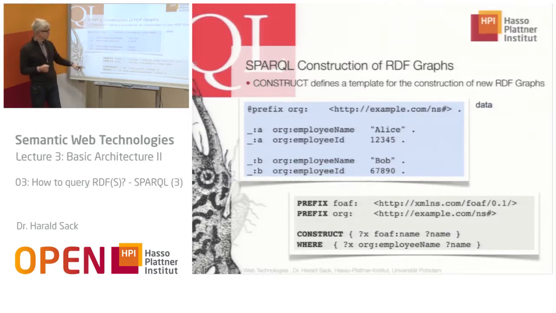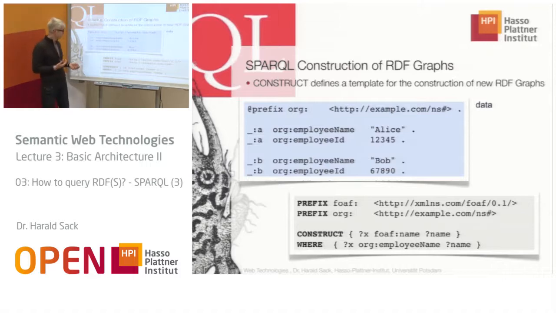And what we are asking here is, okay, this is quite nice, but we want to translate this data to the FOF namespace. And in the FOF namespace, of course, we also have something like names. But what we have to do there is substitute the employee name with a FOF name to have a FOF output.